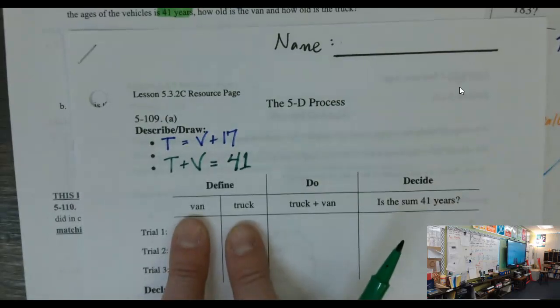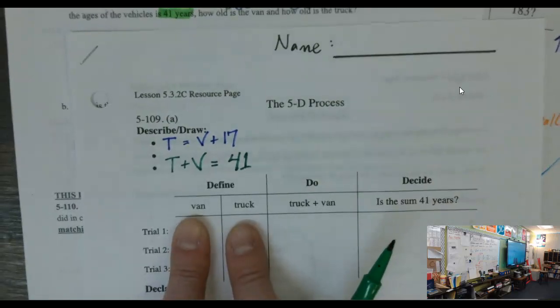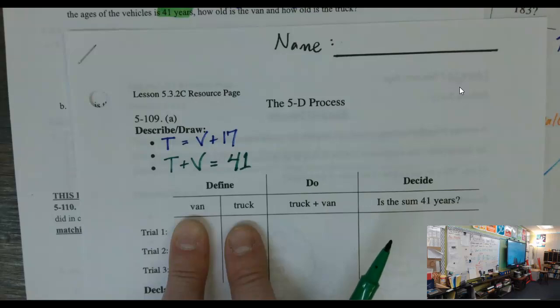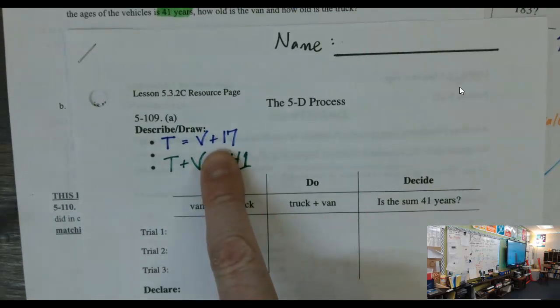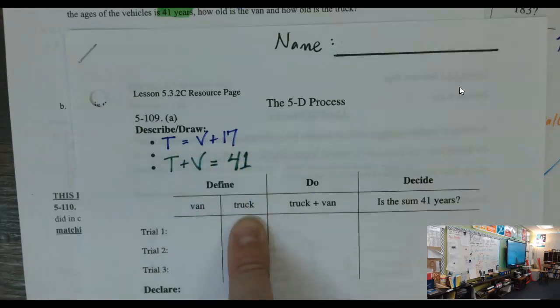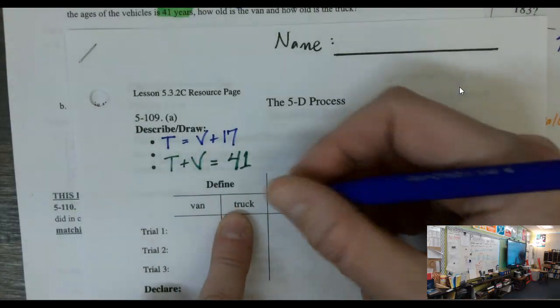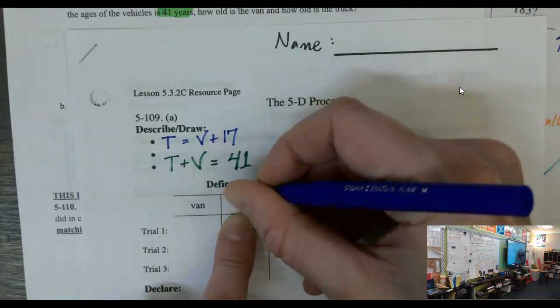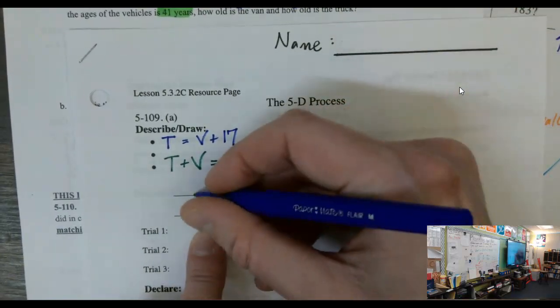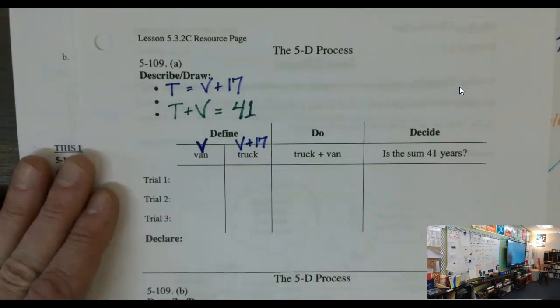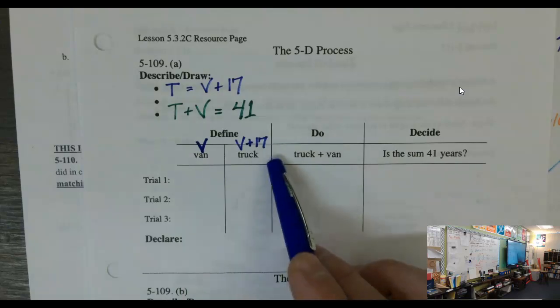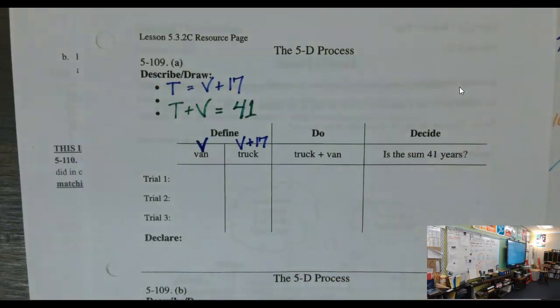So down here, what vehicle am I going to be guessing? The van or the truck? The van. How am I going to figure out the truck? We've got to add 17, right? We said truck is V plus 17. So guys, right above truck, I would write V plus 17. Right above van, I would write V. We're guessing our V. But we know the truck is 17 older, so you do not need to write this down because you're going to see how wrong it is very quickly.